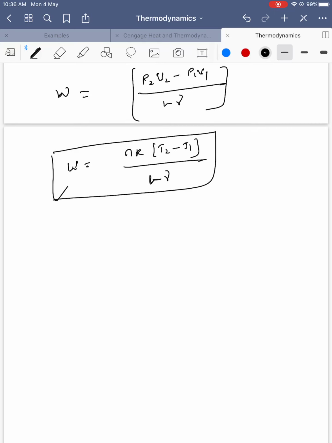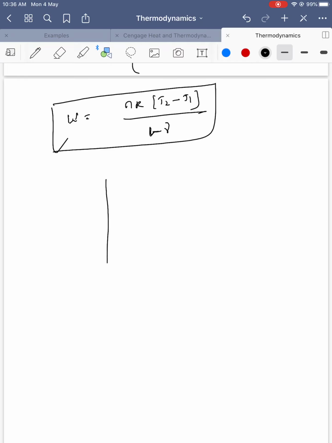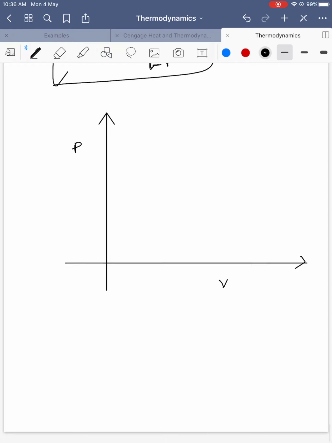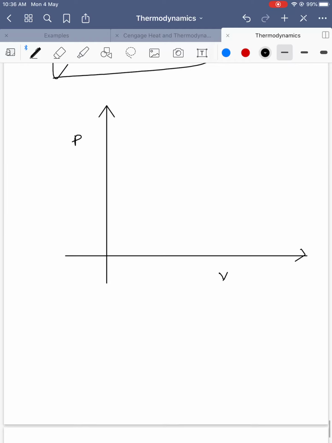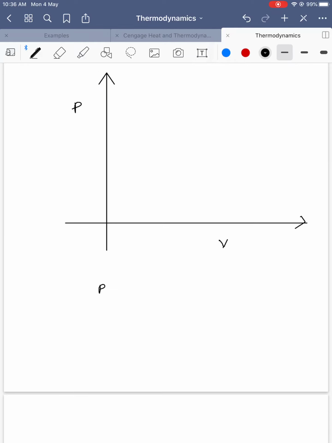So pressure versus volume graph, if you draw, say one axis is pressure, the other volume. I am assuming P2 is greater than P1. In this case, what is the formula? PV power gamma is equal to constant. So V is equal to C by P power 1 by gamma. If pressure is more, volume will be less. So V2 is less than V1.